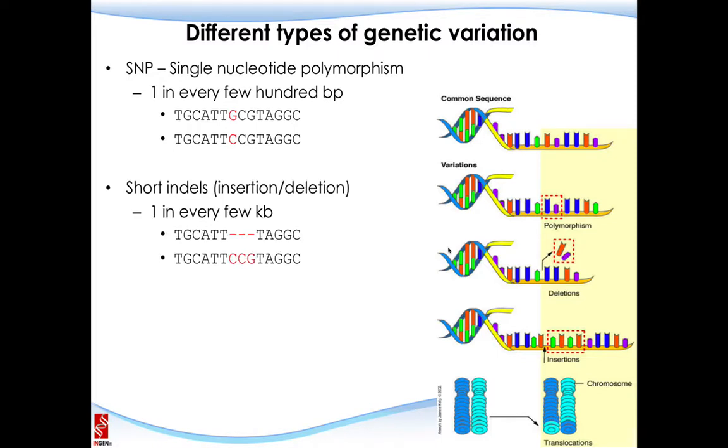The second type of variation is called short indels, or insertion deletions. As the name implies, this is not a one base difference. Rather, a few nucleotides are inserted or deleted relative to the reference genome. So you can see the total number of nucleotides changed. This type of variant happens once in every few 1,000 bases.